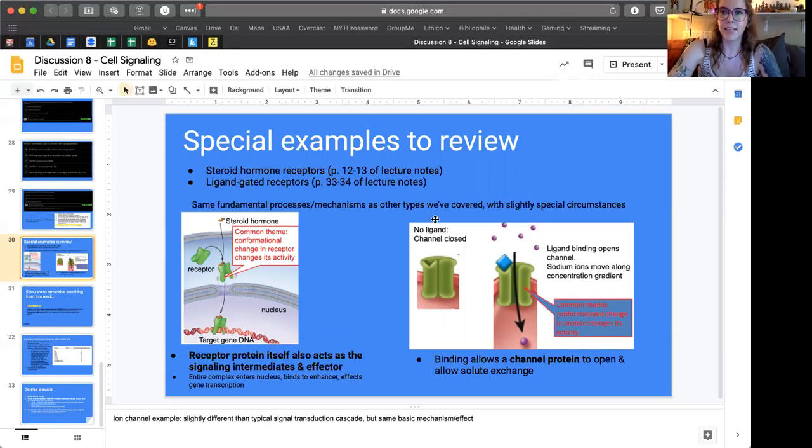For the ligand-gated channel scenario, this one's interesting because the signal is essentially just acting as a gatekeeper for a channel protein, which generally just allows solutes to be moved in and out of the cell. So this one is a little bit different, because the change that it's enacting is different than the receptor kinase mechanisms, because now we're just regulating solute.